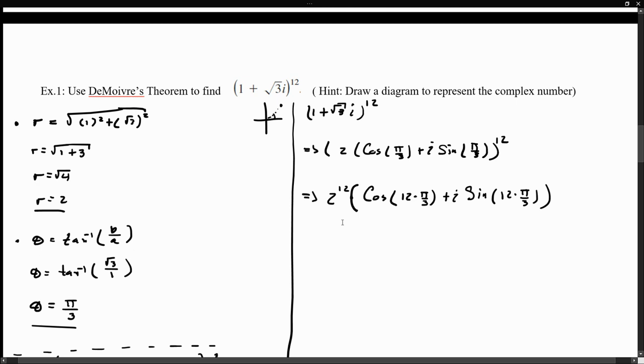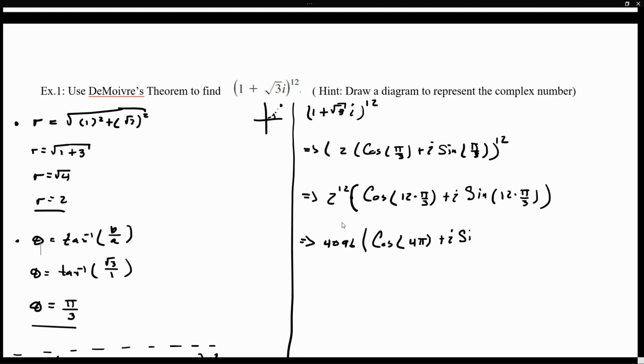And now this is just a matter of finding this on your graphing calculator. Where 2 to the 12, that's equivalent to 4,096. And now inside the cosine, well, 12 divided by 3, that's just 4. So now this becomes 4096 cosine 4 pi plus i sine 12 over 3, that's 4 pi. And now essentially, this is our result. This complex number raised to the 12 is equivalent to this expression right here.